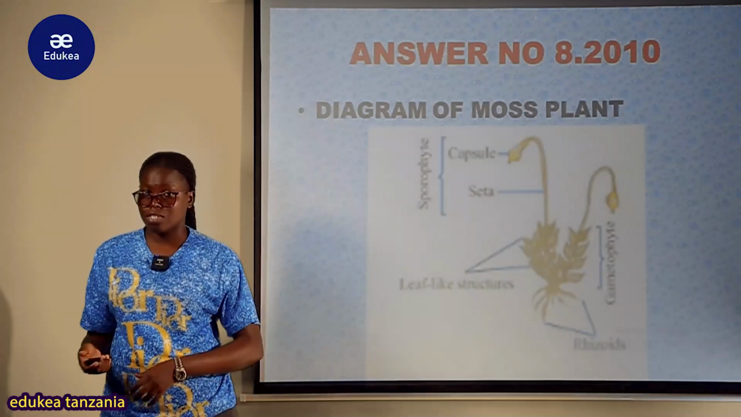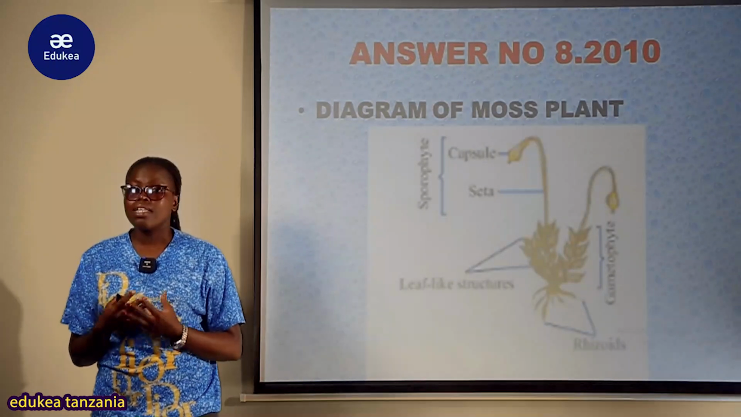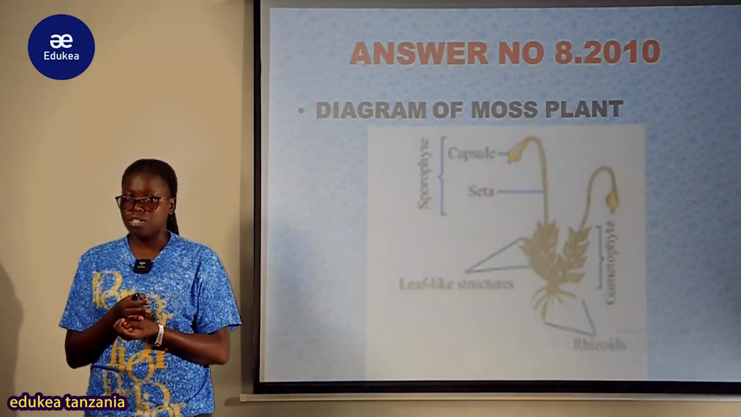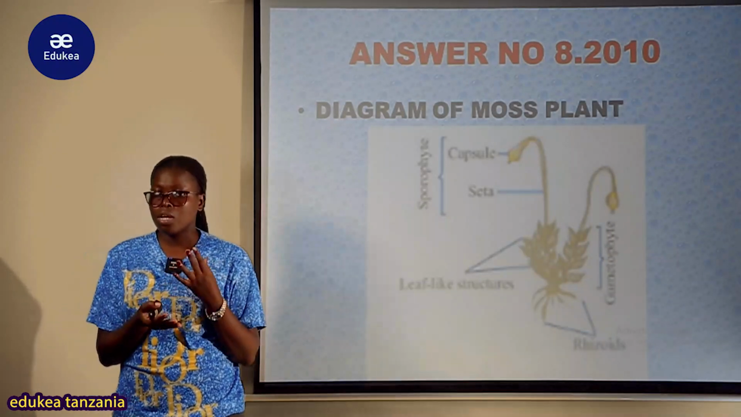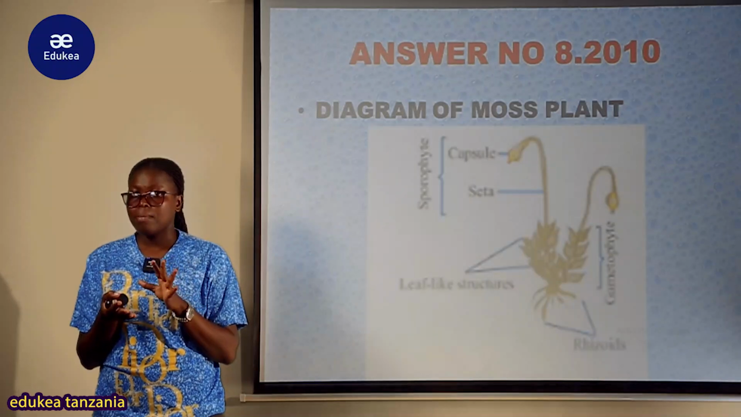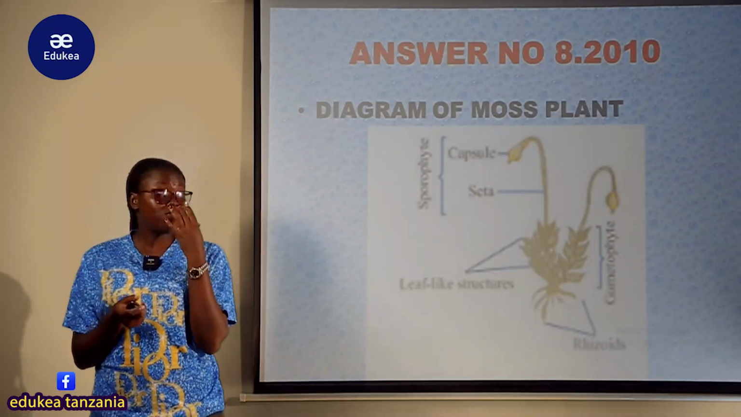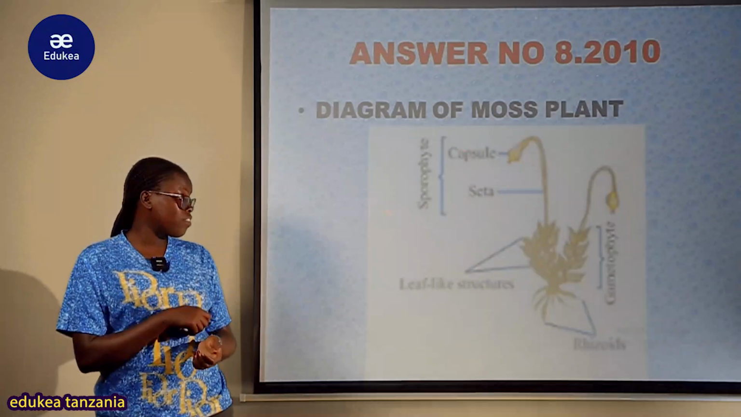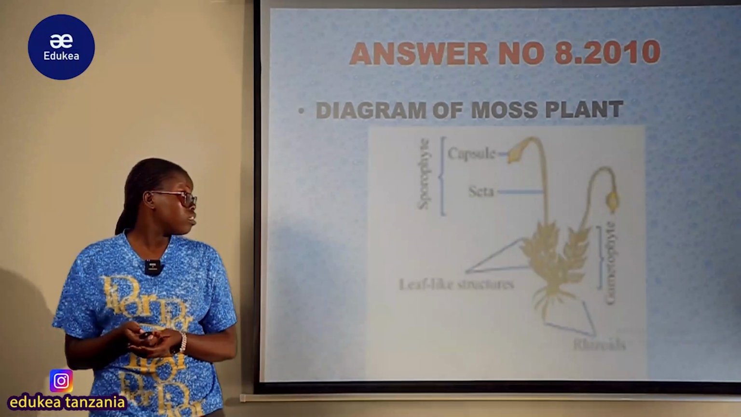This organism undergoes alternation of generation. One of the characteristics of members of this kingdom Plantae is that they exhibit a life cycle with alternation of generations.